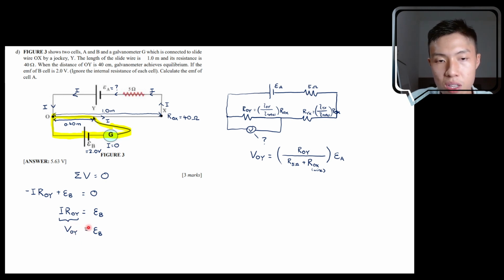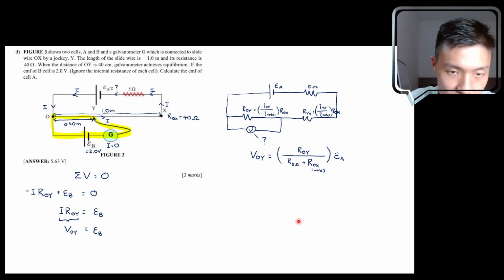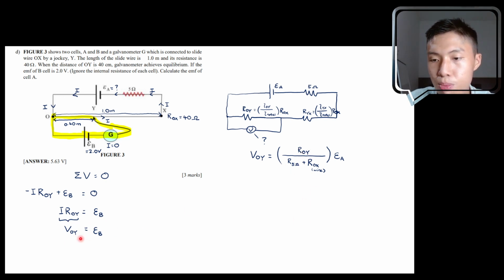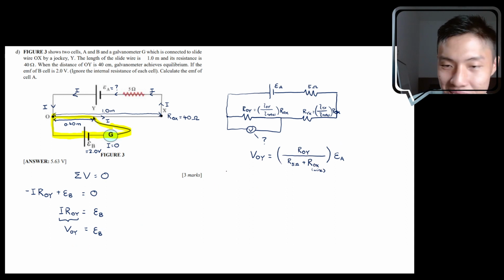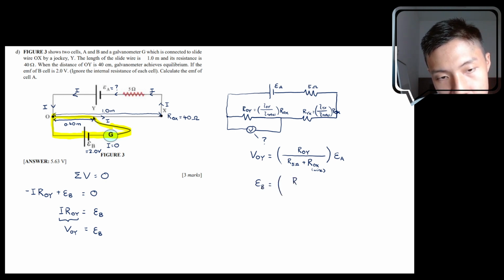Okay, so now you can either finish your calculation, finish your substitution over here, then bring it over, or you can just merge it now. Okay, so I'll merge it now. I'm going to bring this right hand side here to replace the left hand side over here, and I'm going to write it here. That's the worst arrangement ever. Okay, so you know that this will be epsilon B equals ROY over R5 ohm plus ROX, times epsilon A.